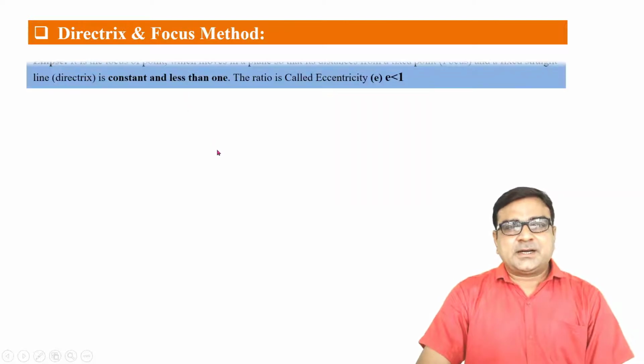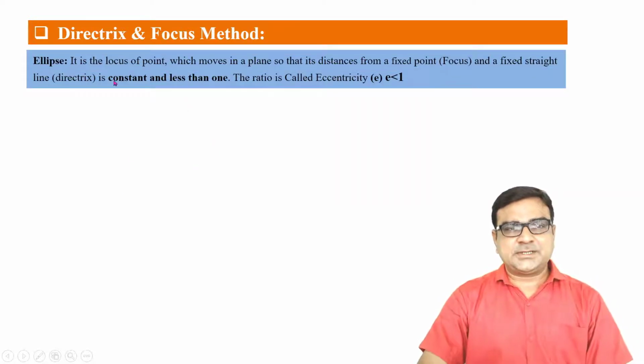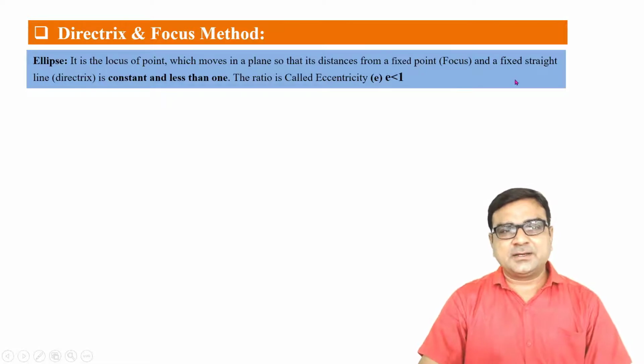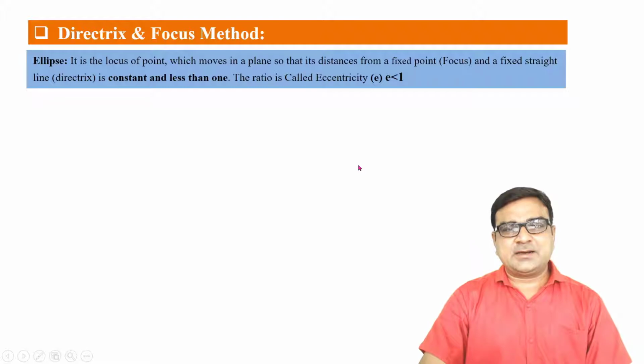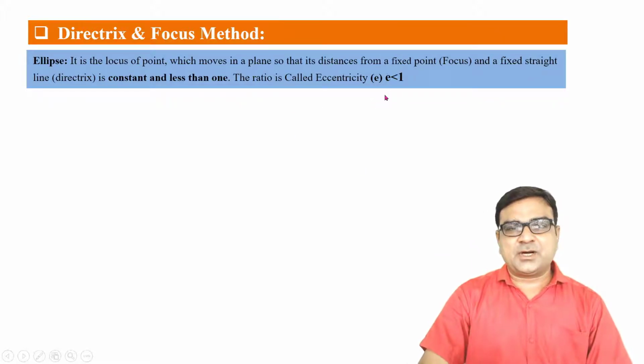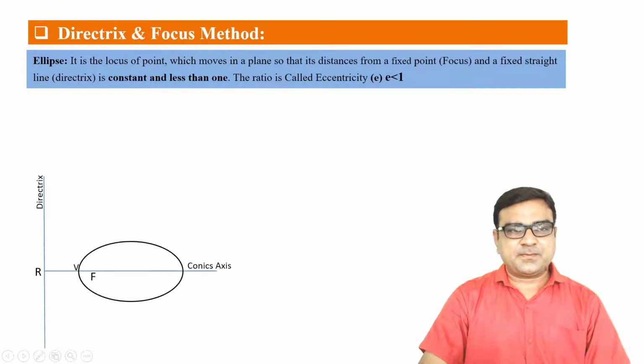Now, what is the directrix and focus method? This is the definition for the ellipse. It is the locus of a point which moves in a plane so that its distance from a fixed point, which is called the focus, and a fixed straight line, the directrix, is constant and less than 1. The ratio is called eccentricity. It is denoted by small e.